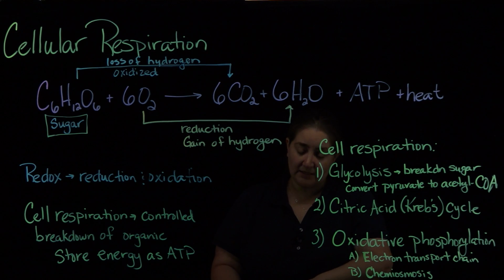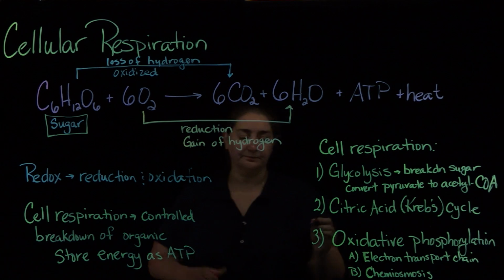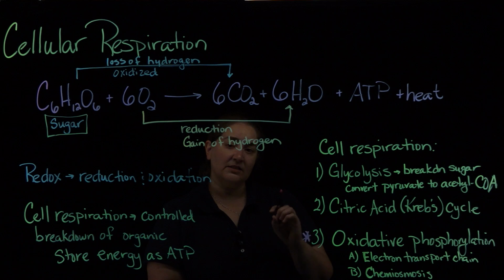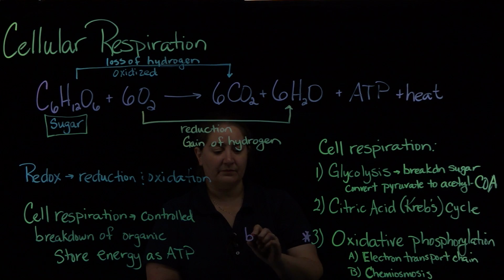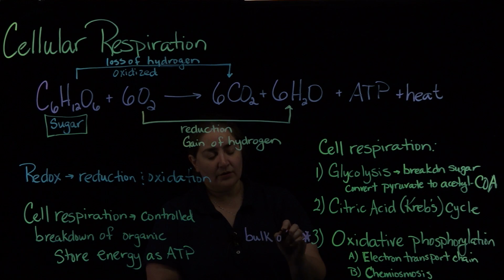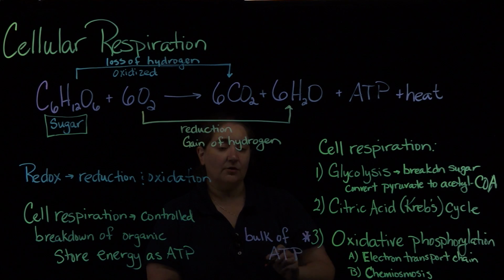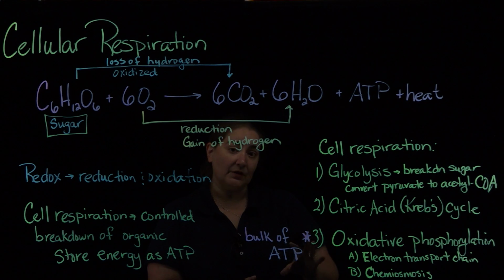But what is going to be important here, it's this third step that we're going to generate the bulk of ATP in aerobic cellular respiration, okay? And we'll talk a little bit about where and how that happens in the next set of videos. But the bulk of what you're going to make of those 32 ATP are going to be made here in oxidative phosphorylation. All right? Hopefully that made sense.